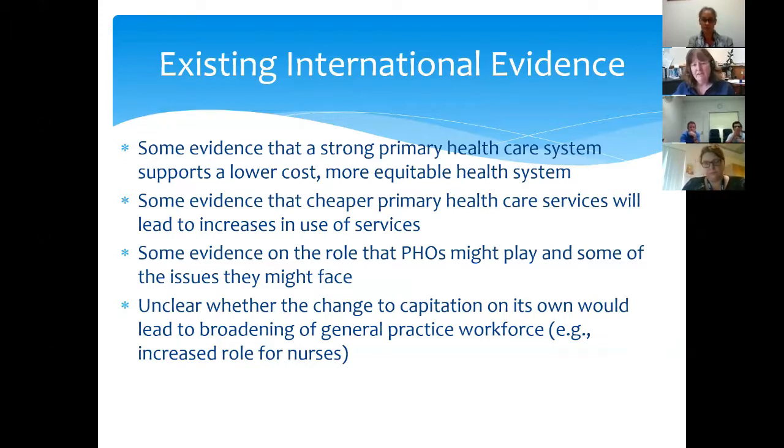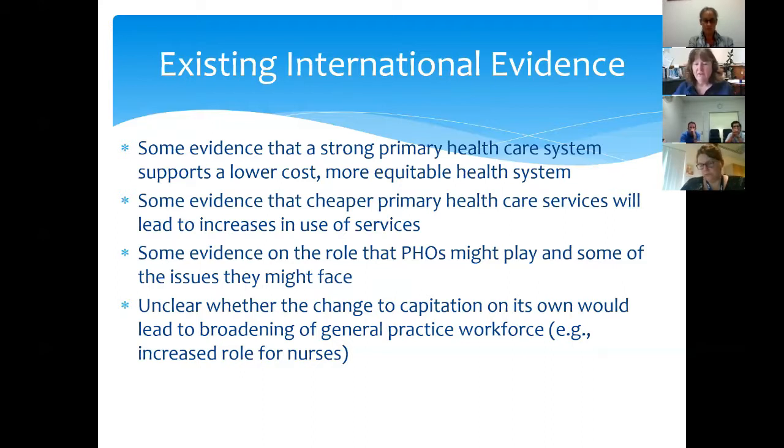So there was some evidence that a strong primary healthcare system would support a lower cost, more equitable health system. The good evidence that if we had cheaper primary healthcare services, that will lead to an increase in use of services, particularly for lower income people. Some work had been done in the United Kingdom on the role that primary health organisations as meso-level organisations might play, and some of the issues they might face in getting themselves established and building relationships with the general practices that they work with.